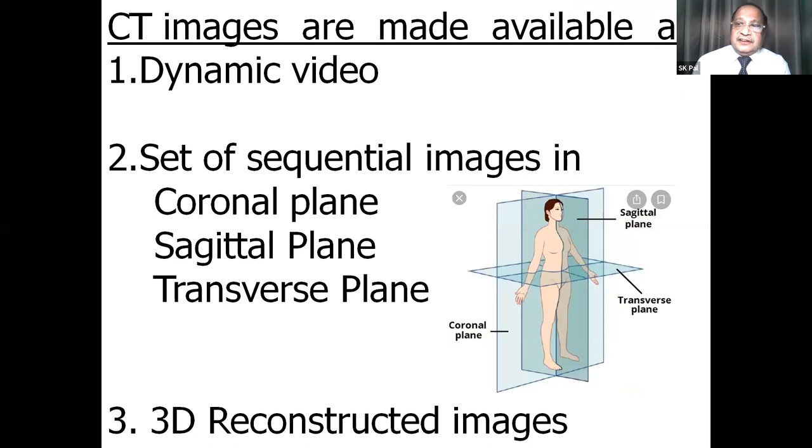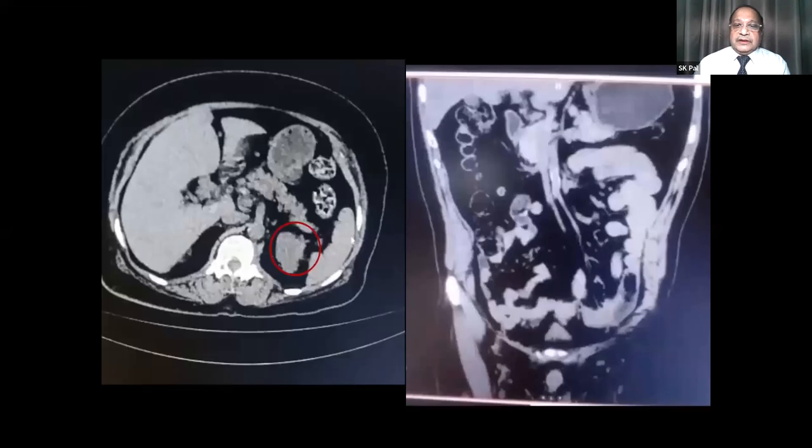Now let us study the CT when we get it plain for our stone case. Either we get dynamic video films or we get a set of sequential images in coronal plane, sagittal plane and transverse plane. This is the transverse plane. When you cut the body anteroposteriorly, this is called the coronal plane, and this is the sagittal plane when you cut the body right to left. Or we get 3D reconstructed images. See, this is what usually we get.